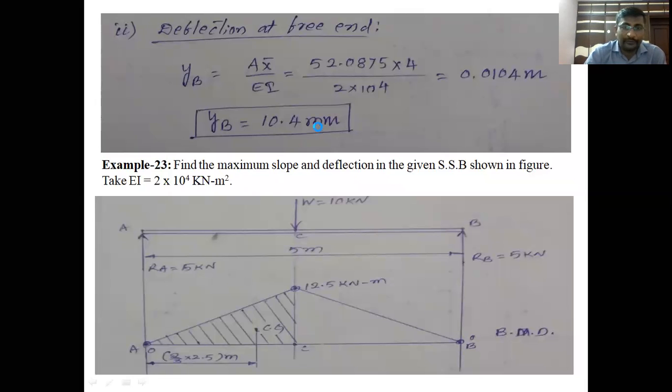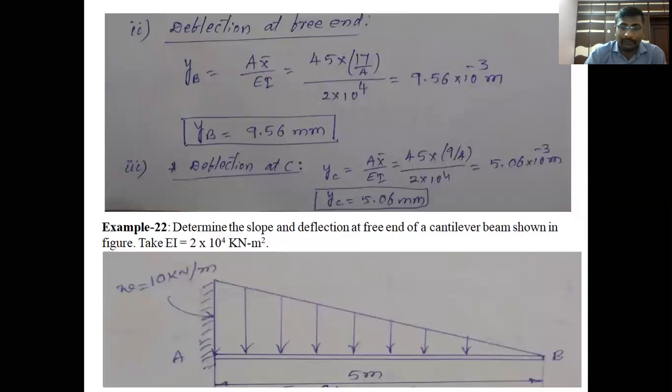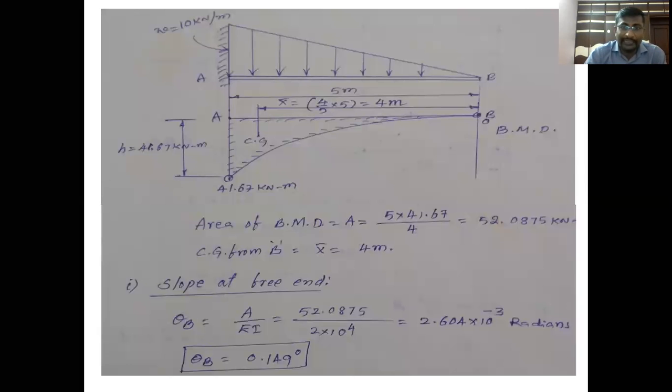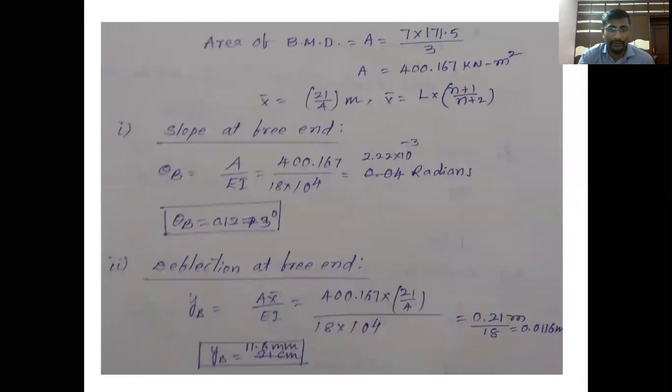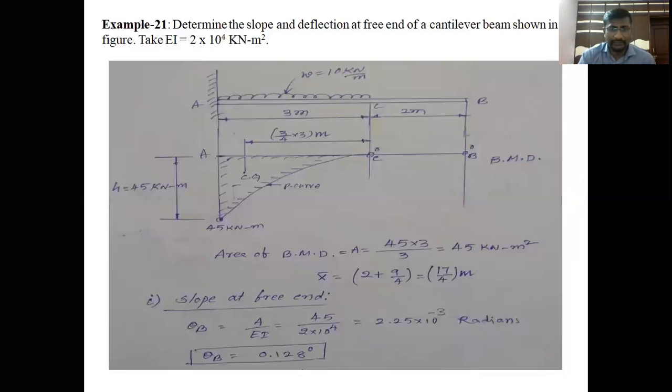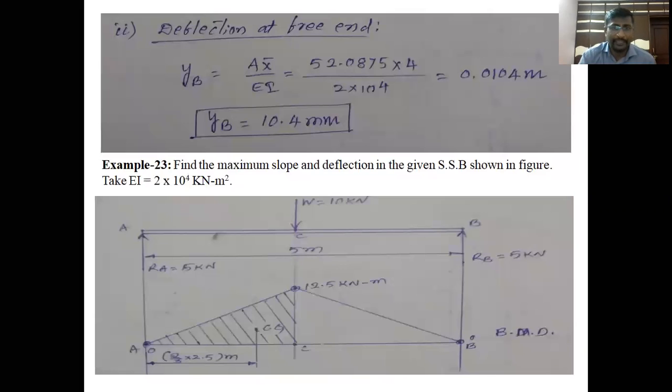Clear, students? Up to now, we solved the problem by using the moment area method for the cantilever beam for different types of simple loads: UVL, UDL, point load. Then for the next problem, I will explain the simply supported beam, how to calculate the slope and deflections in a beam by using the moment area method in case of SSB, simply supported beam.